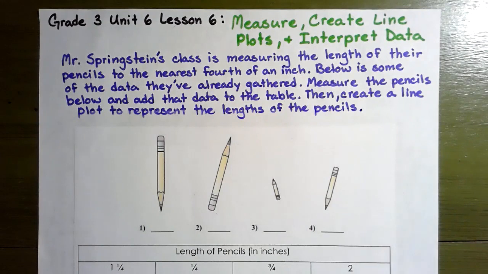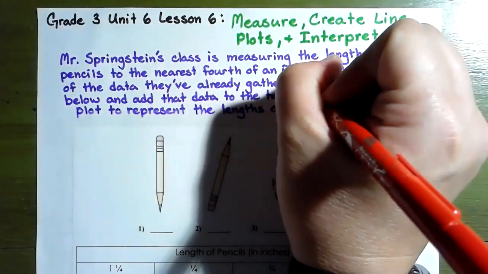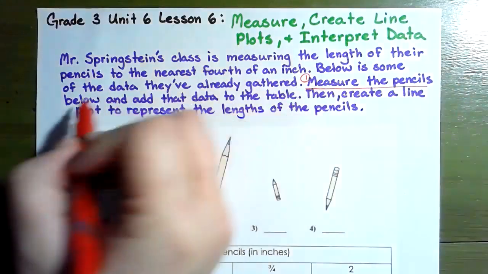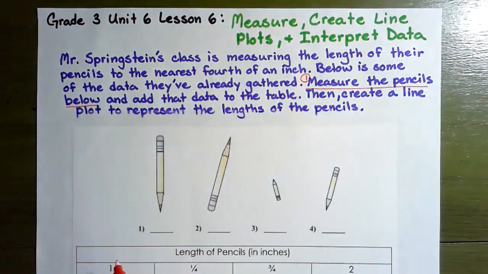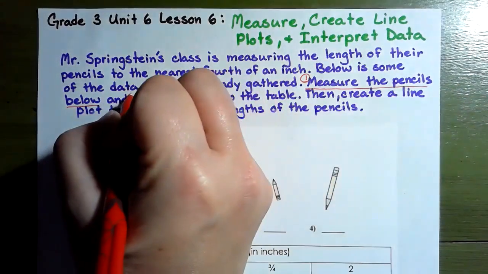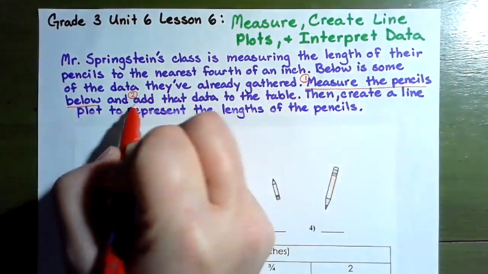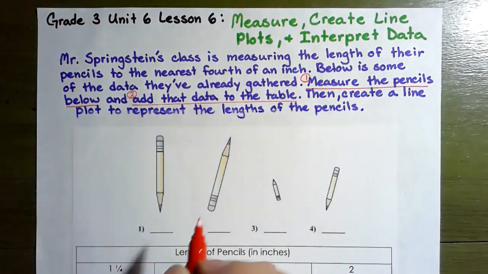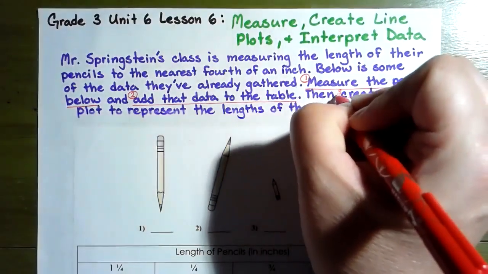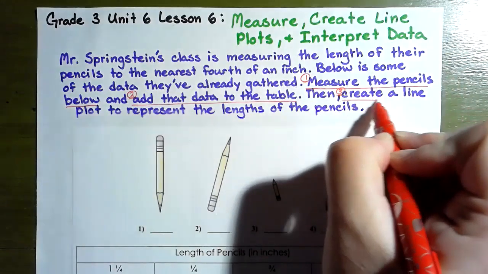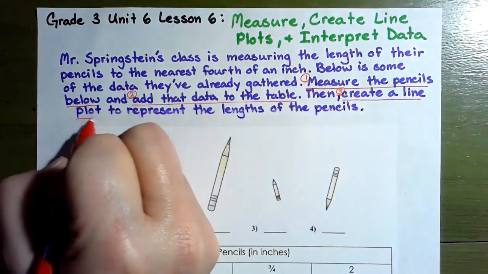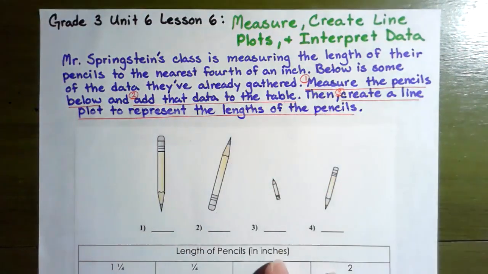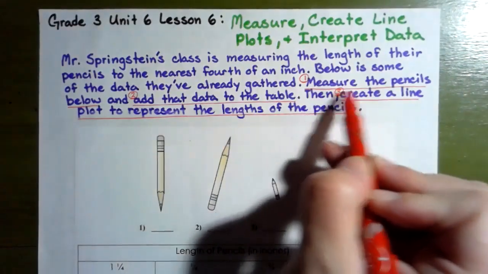So the first task is measure the pencils. So we're going to measure the pencils below. Our second task is to add the data to the table. And our third task is to create a line plot. Create a line plot to represent the lengths of the pencils. So our first task is to measure the pencils.